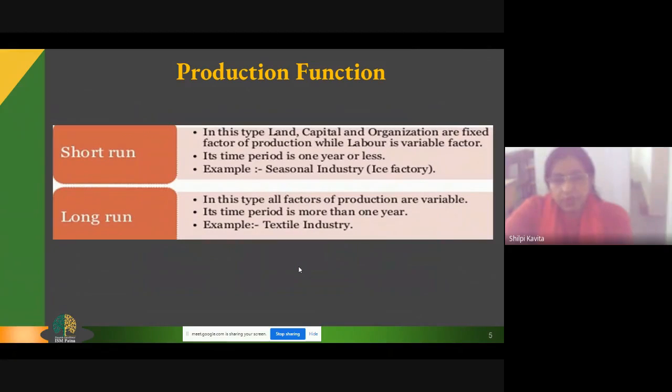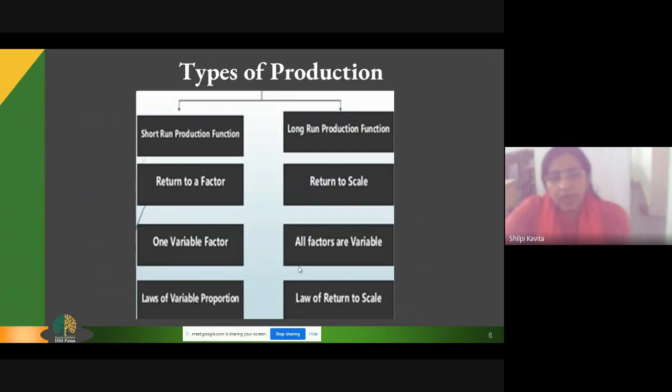Production function, as related to the time period, has been divided into two: short-run and long-run production function. Short-run production is a period of 1 year or less, while the long run is more than 1 year. In the short run, we vary only one factor of production, that is labor, while in the long run, all the factors of production are varied. So the types of production function are the short-run production function and the long-run production function.